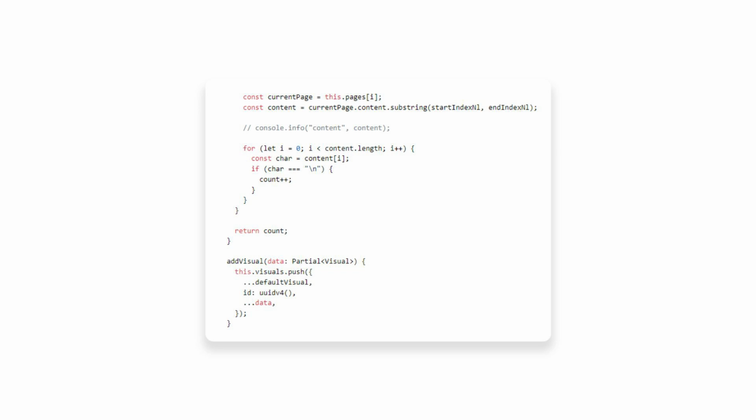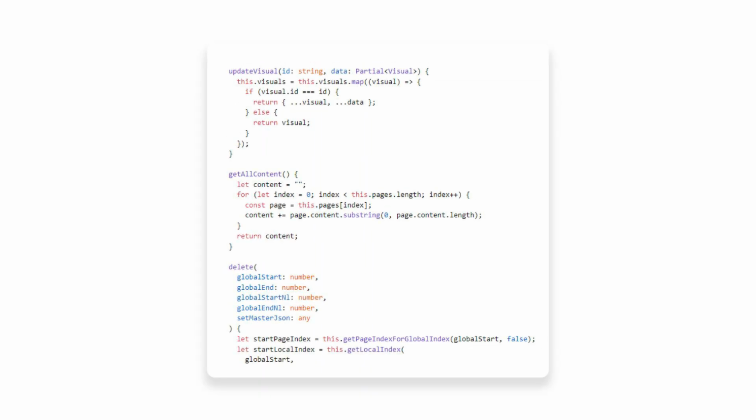2. Adding visual elements. The addVisual method allows for adding visual elements to the visuals array. It combines default visual with a new unique identifier generated by UUID-v4 and any additional data provided in the data parameter, ensuring that the visual maintains a consistent structure. This code snippet comprises 3 functions that manage visual elements and content within a multi-page editor.